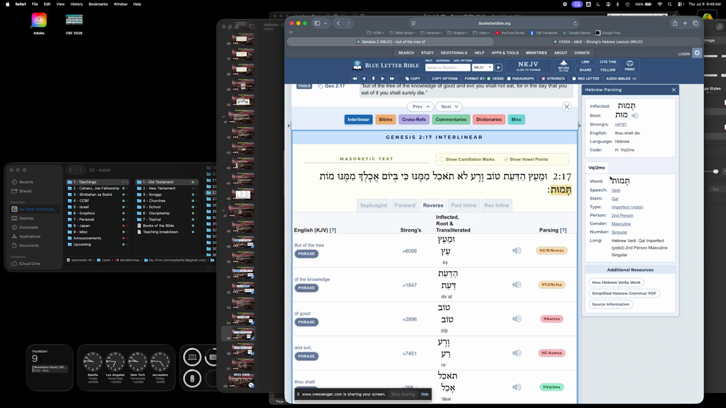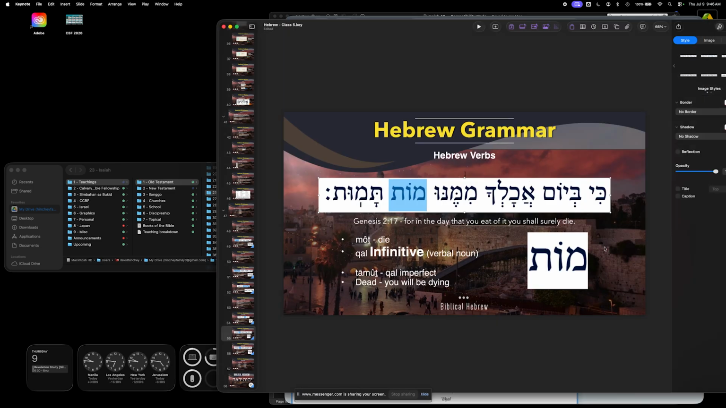Right in the warning, exactly what took place. Exactly as God told him is how it played out. That's your infinitive. So that's that. Again, it's that to eat, to die. And it can often be translated as a noun just because of the way it plays out.